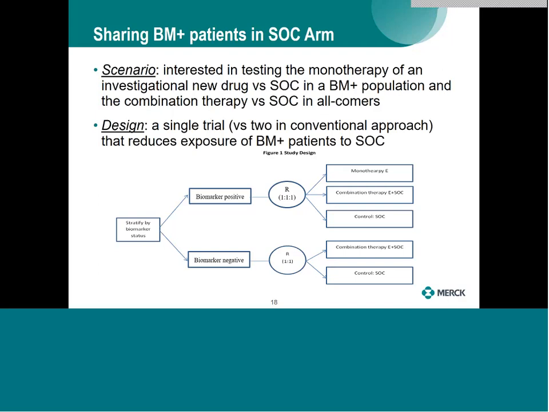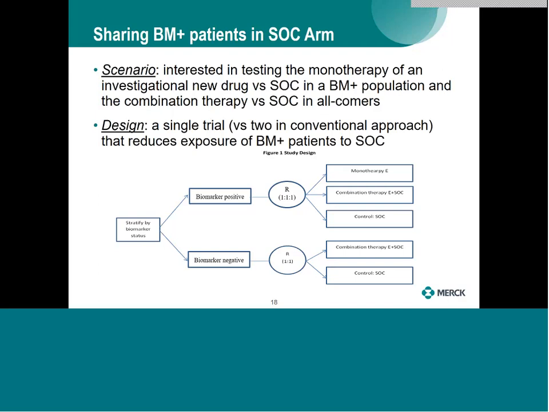And the disadvantage of doing two trials in the conventional approach is that those trials will have to enroll biomarker positive patients to the standard of care arm, and given that you already know, or at least have data to suggest, that these patients are better off staying in the experimental arm or the combination arm, it becomes less ethical and less efficient, especially when the biomarker prevalence is low. So there is an option to do it in a single trial, which is to stratify by the biomarker status first. And for patients in the biomarker positive stratum, you randomize three-way, 1-to-1-to-1, to mono, to combo, and standard of care.